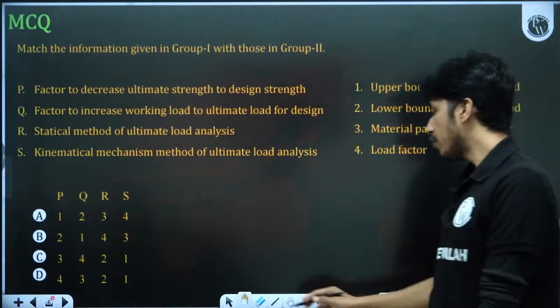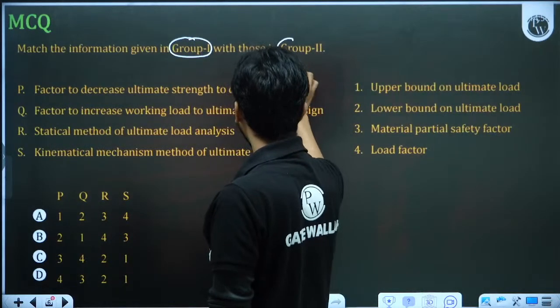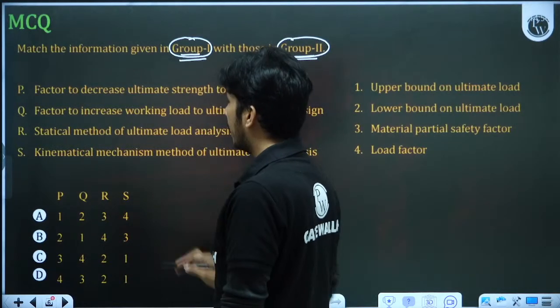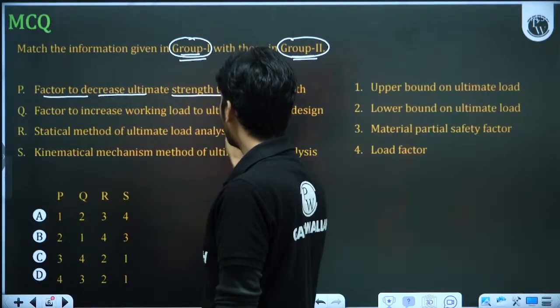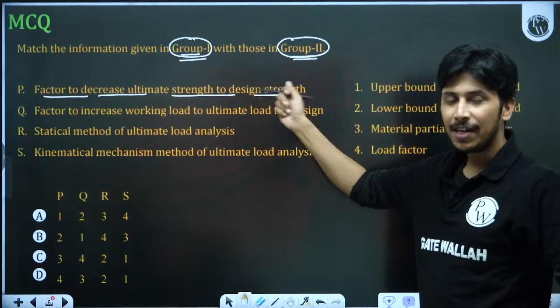This is match group 1 with group 2. You are going to match group 1 with group 2. But here a very interesting statement is given. Here it is given: factor to decrease the ultimate strength to design strength. We are not even able to understand what it is saying.